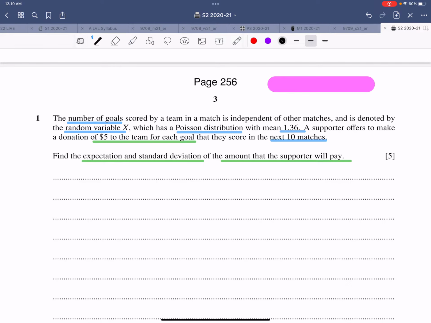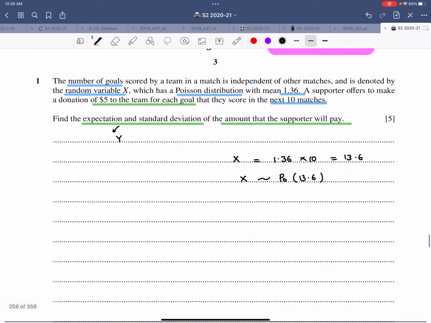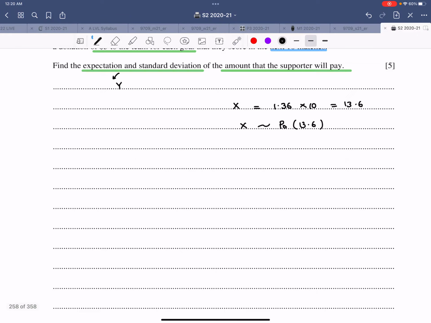Let me denote the amount we'll be working for as Y. What is X? X is the number of goals scored. So 1.36 multiplied by 10 is 13.6. X follows a Poisson distribution with mean 13.6. It is a property of the Poisson distribution that the expectation of X is lambda, and so is the variance of X.